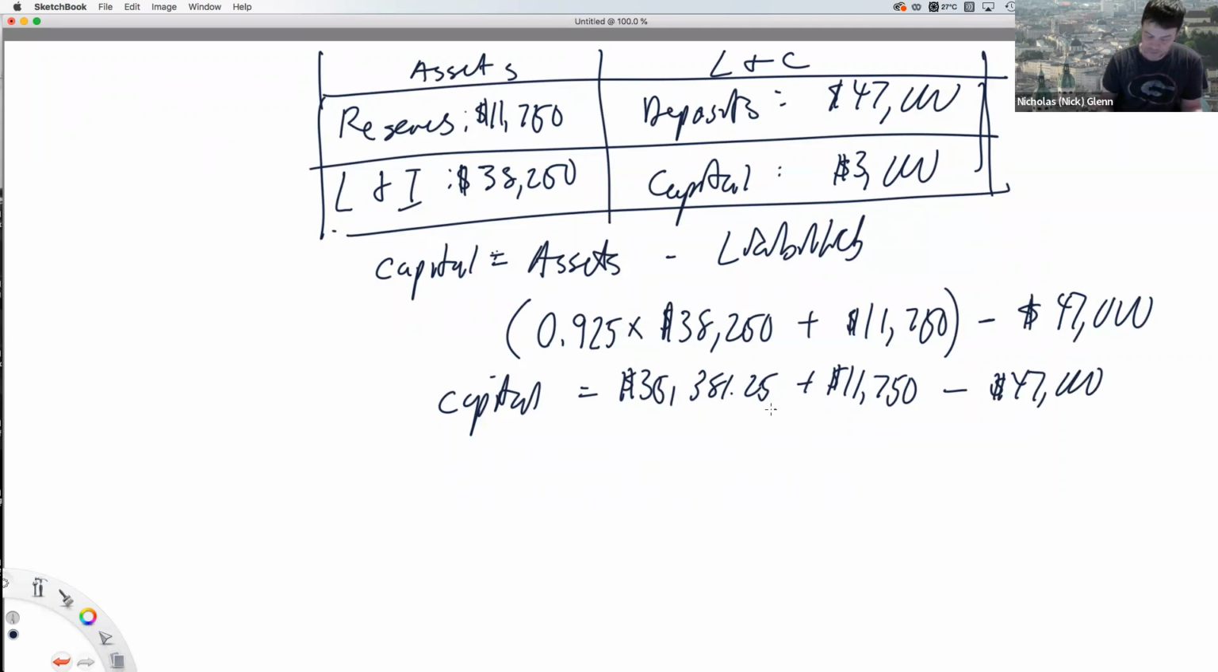All right, you add those together, and then you subtract 47,000. You should get 131.25. So the bank still has some capital left. If everybody showed up to get their deposits, they have enough value to actually do this. But what happens, though? That's what we'll look at for B.